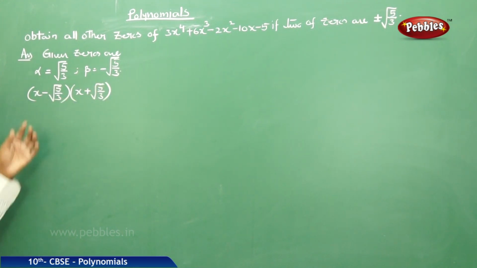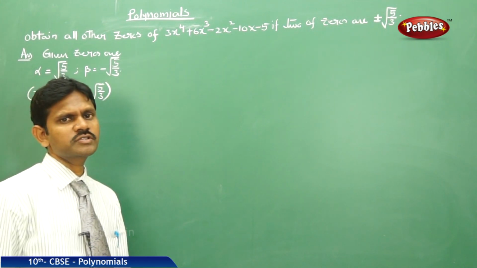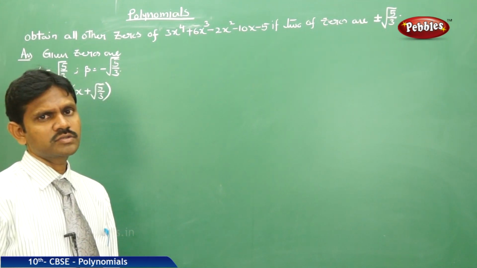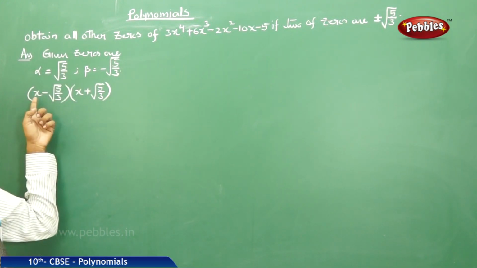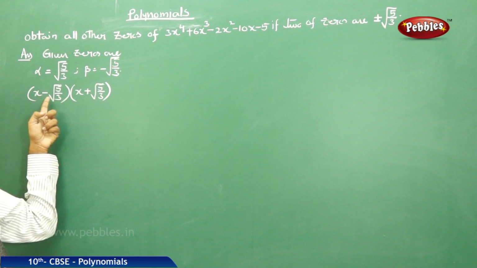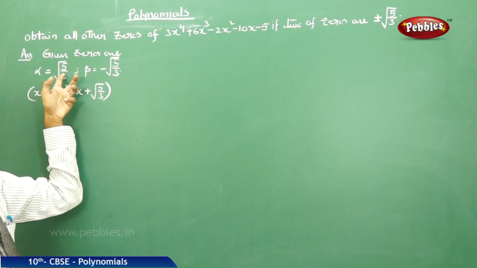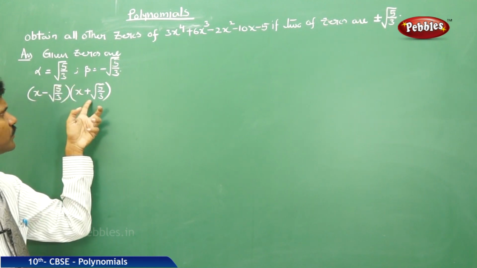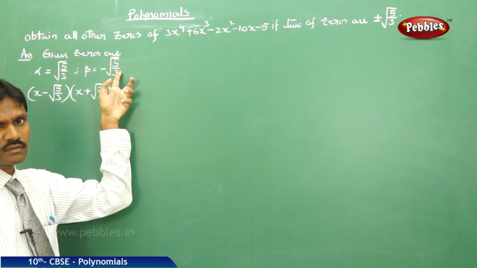Now see, the zero of x plus a, we know very well, is minus a, and the zero of x minus a is plus a. That means we are finding the value of x. That is, the zero of x minus root 5 by 3 is root 5 by 3, one of the zeros. The zero of x plus root 5 by 3 is minus root 5 by 3.